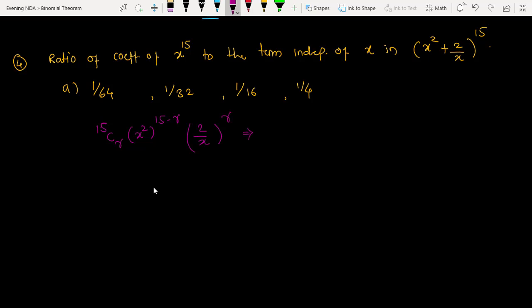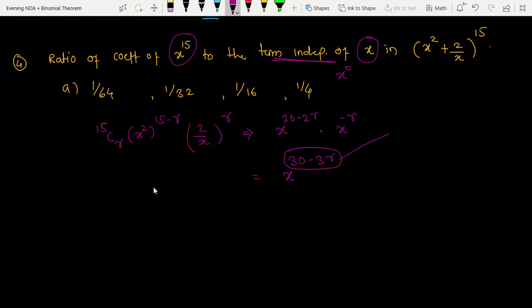Now just simplify and try to get only x here. So x to the power how much? 2 into 15 minus r, so it becomes 30 minus 2r into x to the power minus r. Is this okay? Which equals x to the power 30 minus 3r. Now you want x to the power 15 as well as the term independent of x, meaning x to the power 0. So what will you do? I will equate this part to 15 and to 0. So if I equate it to 15, what will be the value of r?